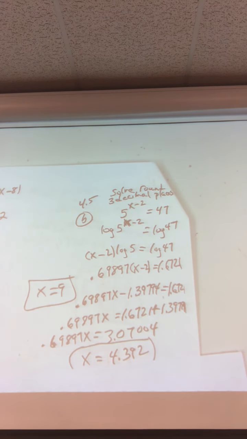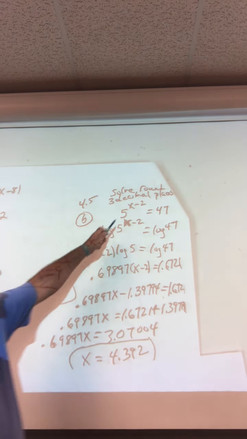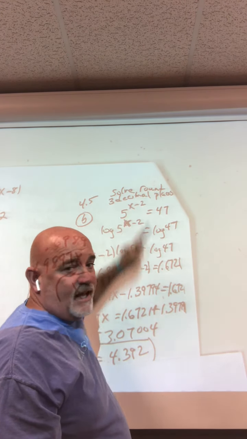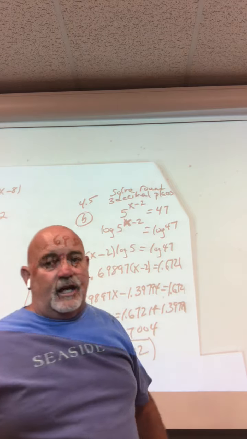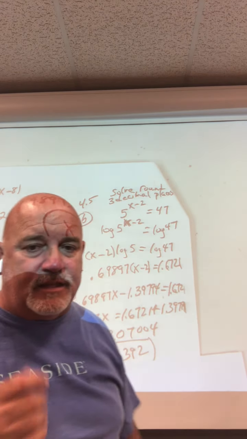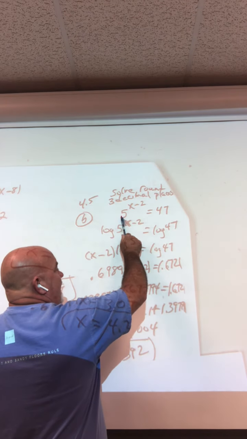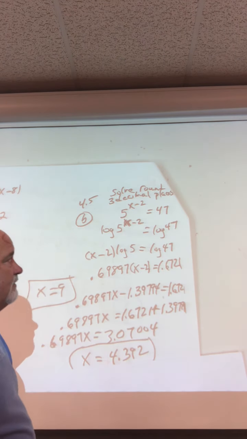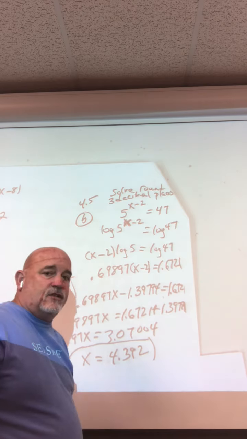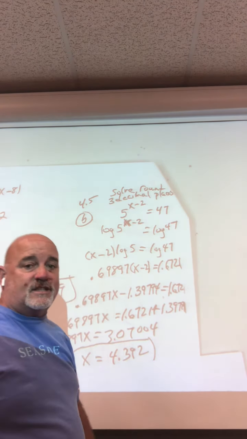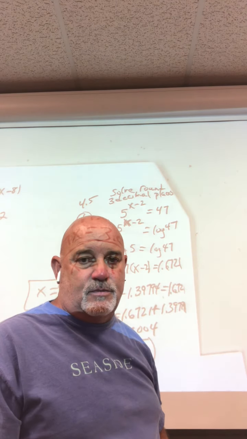Okay, this next one. This is an exponential equation because your variable is in the exponent. It's like the other one that I worked. The difference is this one doesn't have a common base. So 5 and 47 don't have a common base. So this is where we did in section 4.5 where you have to solve this one by logarithms.